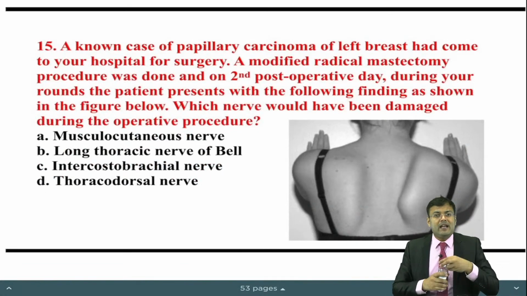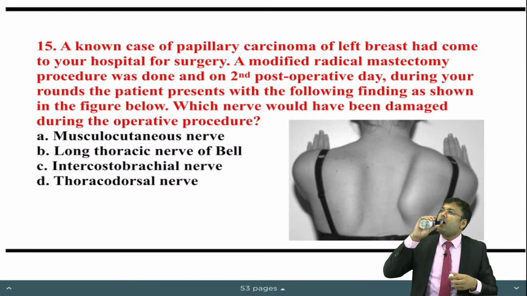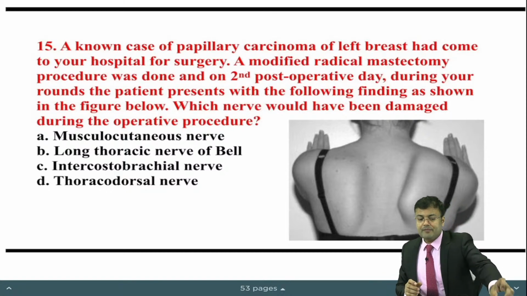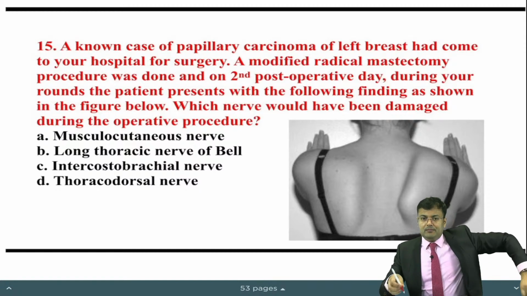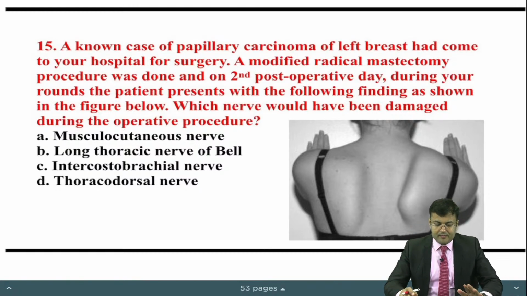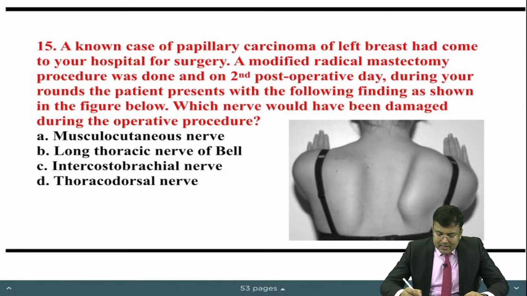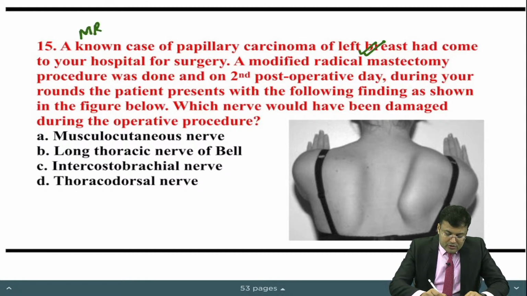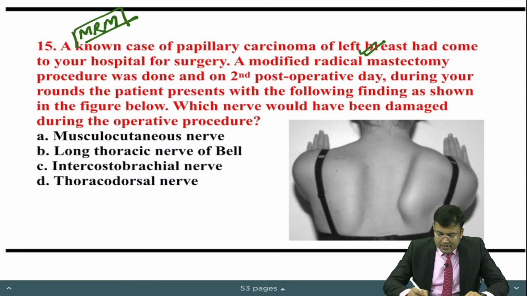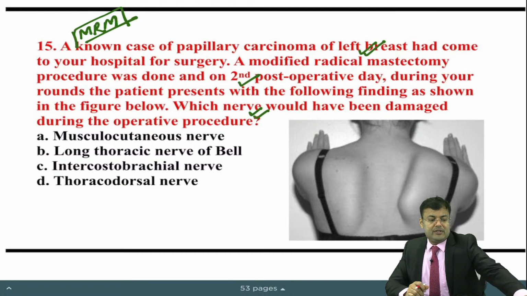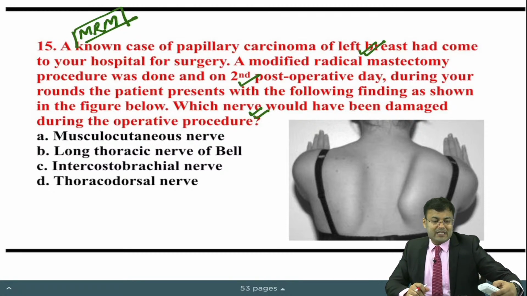Question number 15, just by looking at the image, tell me the answer. What is the name of this condition? So see the question. Known case of papillary carcinoma of left breast. There is breast cancer. Came to your hospital for surgery. Modified radical mastectomy was done. And on second post-operative day, during your rounds, patient presented with following findings as shown in the figure below. Which nerve would have been damaged during the operative procedure? Tell me, which nerve has been damaged here?